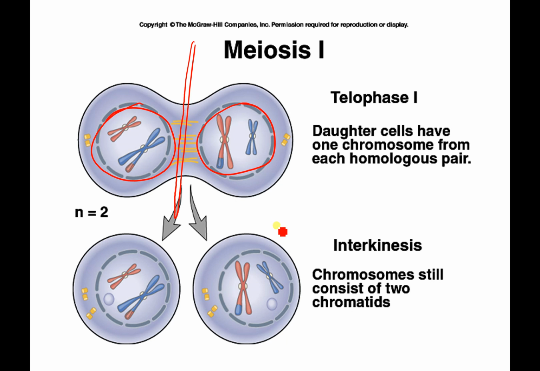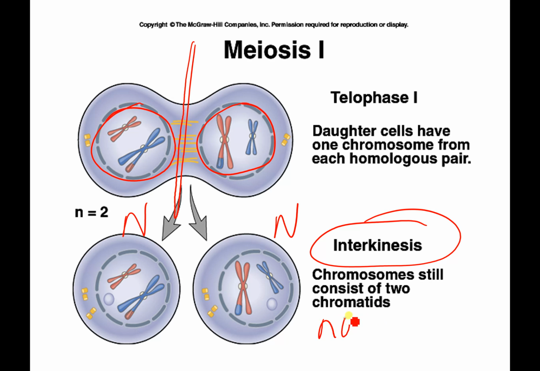2 cells that are haploid, but haploid with bivalent chromosomes. We get a period of interkinesis, sort of like interphase, but what does not happen during interkinesis is that there is no DNA replication, because we're trying to lower the amount of DNA. It would be counterproductive to copy it here.